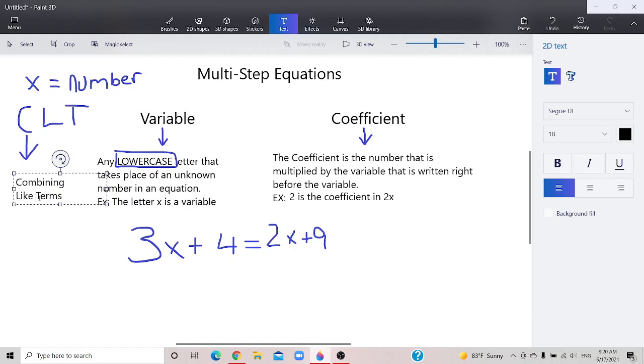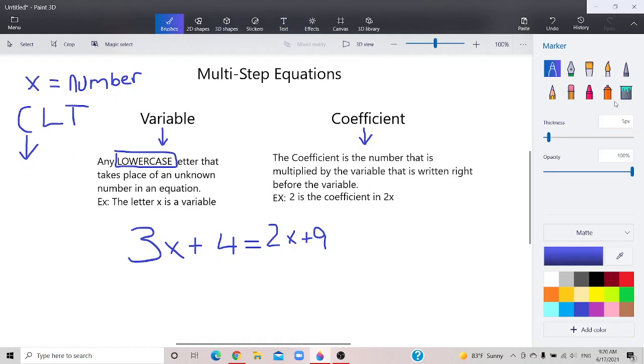Like it says, it's basically self-explanatory. Combining like terms means combining two terms that are the same type. So you can't just add 3x plus 4 because we don't know what x is. But we do know that there's a 3x and there's a 2x. Those two are alike because both of them are multiplied by x. So how do we get both of these to be subtracted?